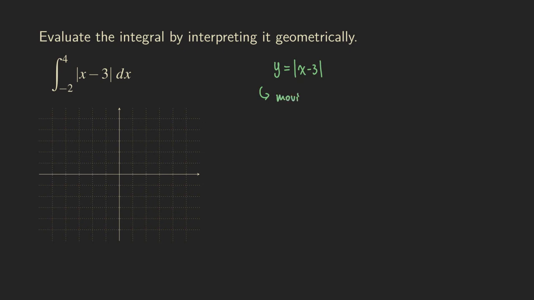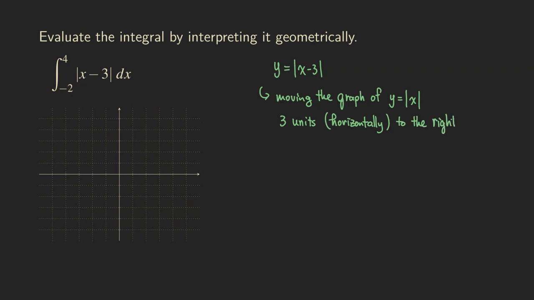It's really just moving the graph of its parent function, which is y equals absolute value of x without the minus 3 in there, 3 units horizontally, to the right. So what this minus 3 is doing is a horizontal translation of this graph.